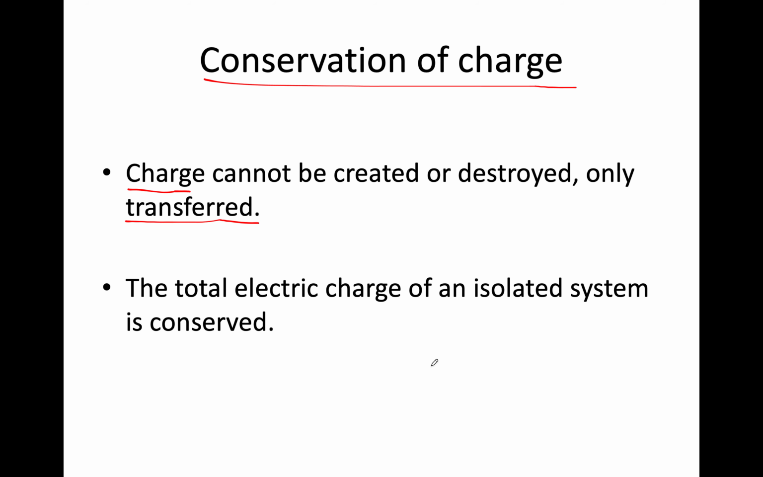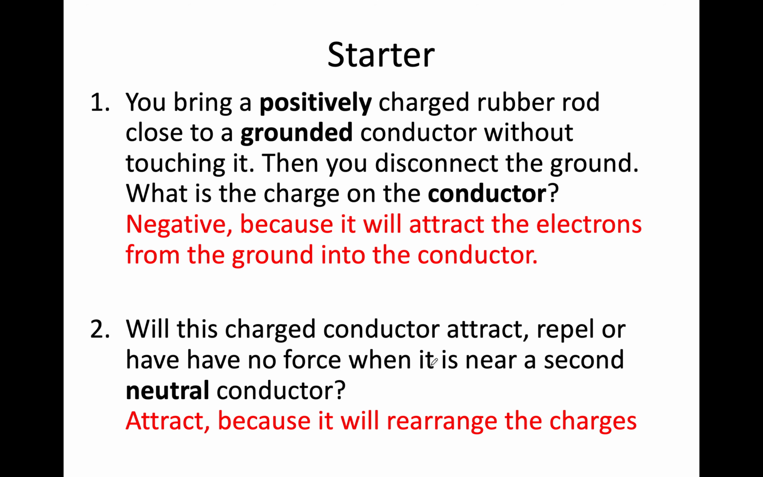If you have 10 protons and 10 electrons, you will end with 10 protons and 10 electrons. If they go to the ground, then the ground has 1,000,000 plus 10 electrons. But those electrons do not disappear. They actually just get transferred. Okay, great.